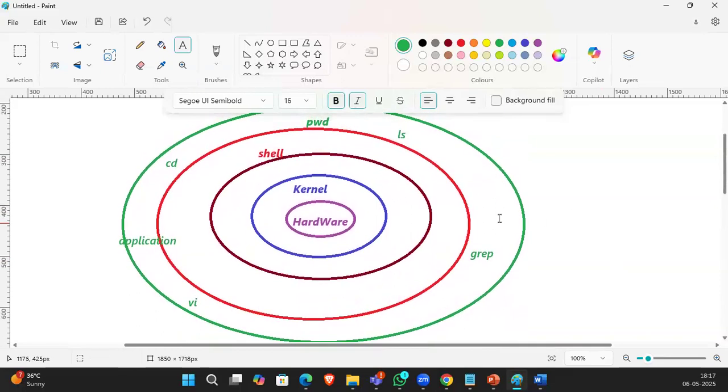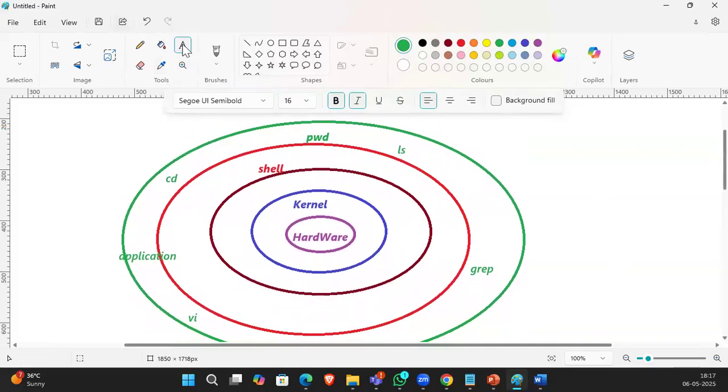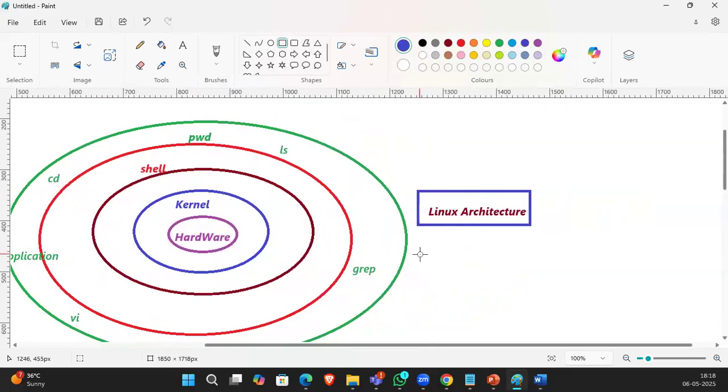Okay. So what is that, guys? This is the architecture. This is the Linux architecture. Guys, understood? Yes, sir. So this is the hardware. If you are interacting, you are interacting with the shell only. So the installation is completed, right, guys?